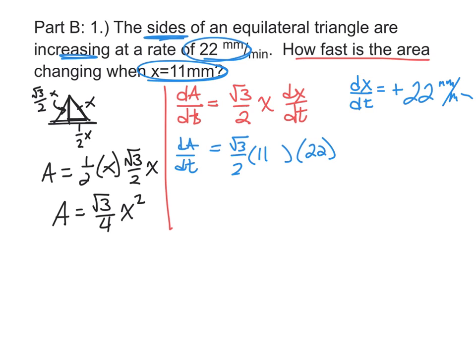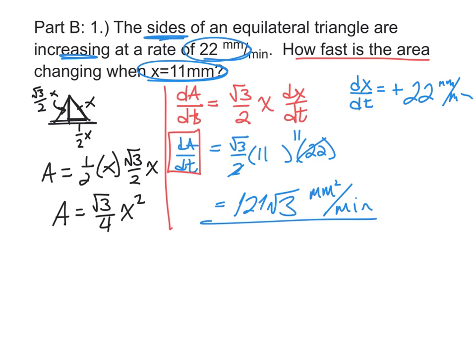So a little bit of canceling here. We should get an answer of 121 square root of 3, and we need to include units. We can go back and think about our variable here, dA/dt. That's a change in area. Area is measured in millimeters squared. With respect to time, in this case, time is measured in minutes. So there's our solution.